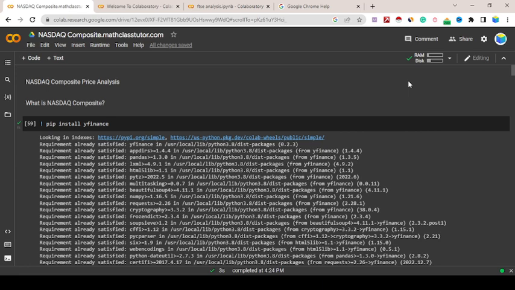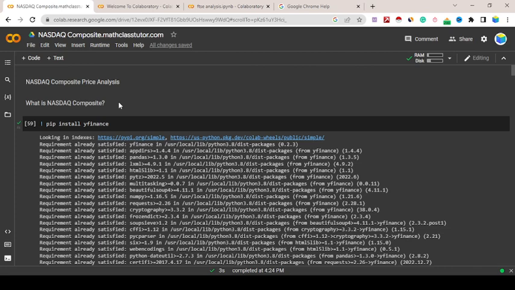So we need to install yfinance with pip install yfinance, because I am working on the Google Colab platform. I am very comfortable with this platform, so I am using this one. So that everyone understands what the NASDAQ Composite is: the NASDAQ Composite is a combination of a number of stocks listed on the NASDAQ stock exchange and New York Stock Exchange. So this is the index.